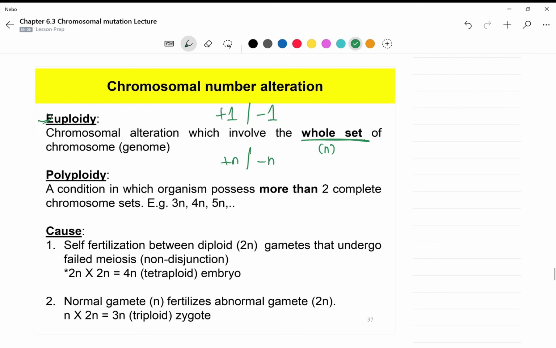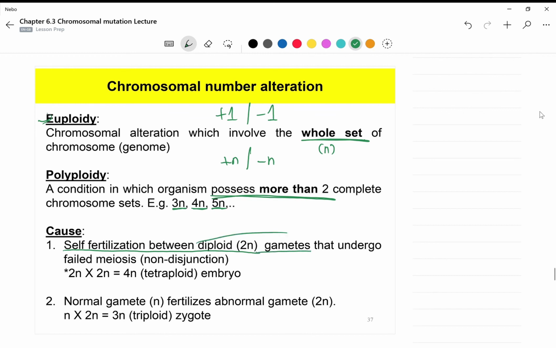Polyploidy refers to an organism that possesses more than 2 complete chromosome sets. For example, if we have 3n, we call them triploid. If we have 4n, we call them tetraploid. If we have 5n, we call them pentaploid. The cause of euploidy or polyploidy is self-fertilization between diploid gametes.